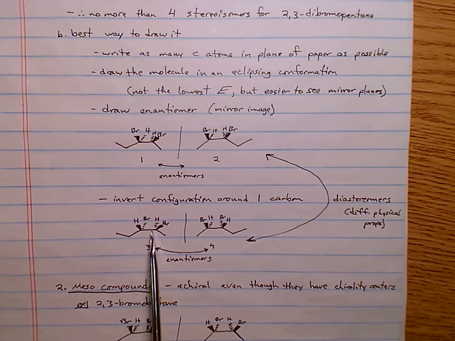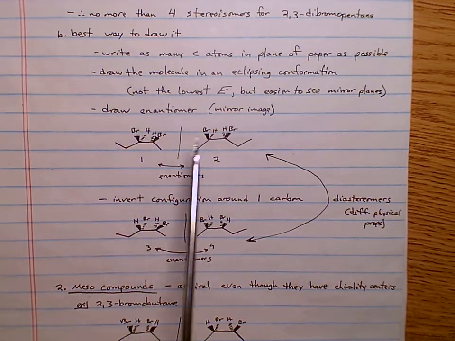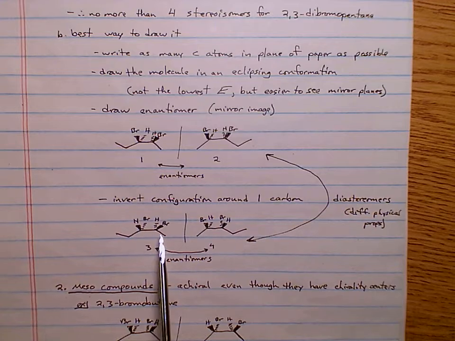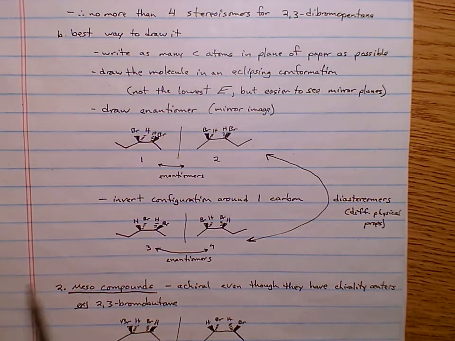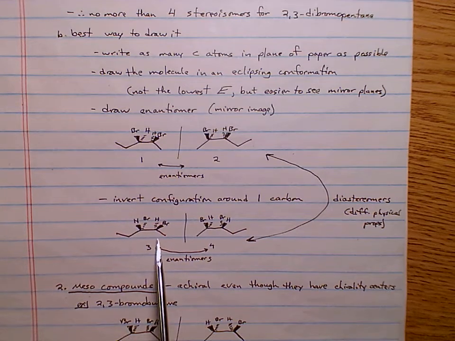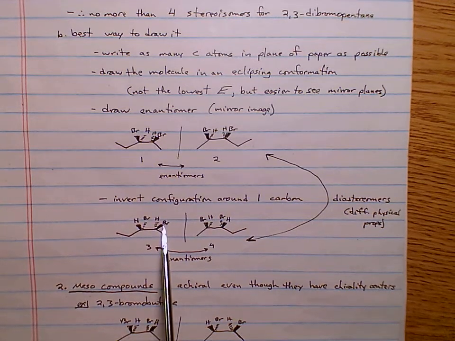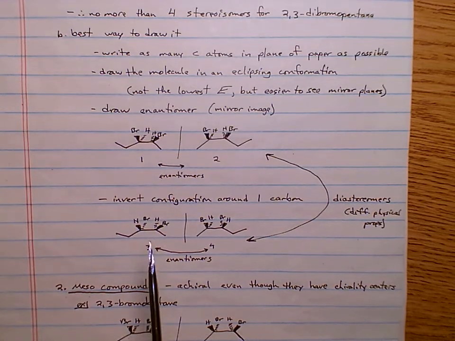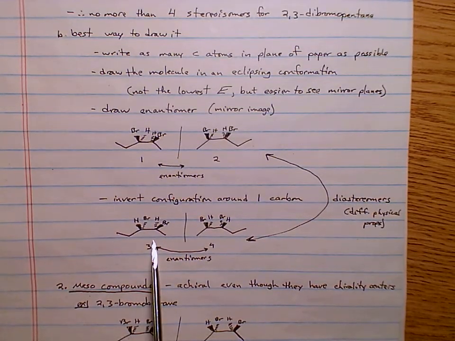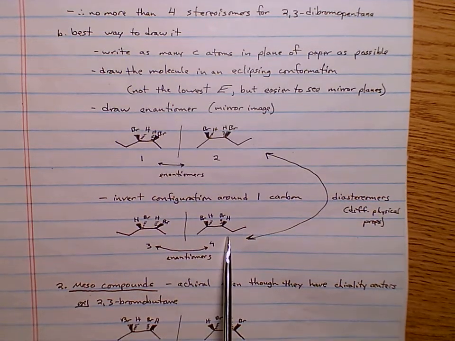So now, is this one that I have made the same as any of these? Hopefully you can see it's not, because the bromines aren't eclipsing each other anymore. So this is different, and there's no way to rotate it to get the bromines eclipsing and have everything else the same. So this is a different isomer, and draw the enantiomer of it.